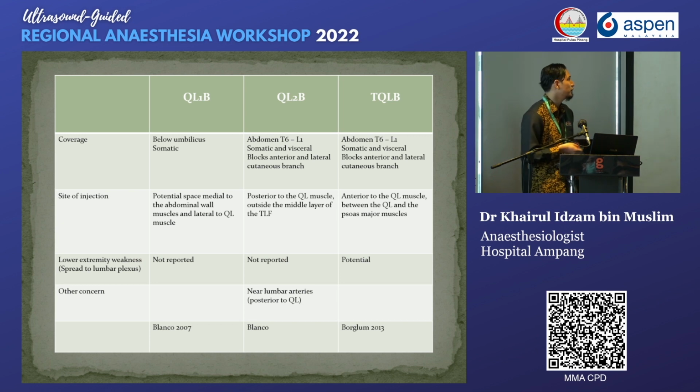Weakness for QL1 and QL2 is not reported, but there's potential weakness for QL3 because it can spread to the lumbar plexus. Another concern for QL2 is the lumbar arteries, which are posterior to the QL. The most recent approach described is QL3, by Börglum in 2013. QL1 was described by Blanco in 2007, same with QL2.